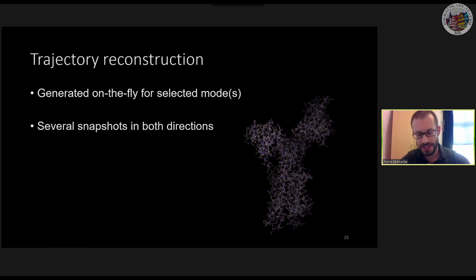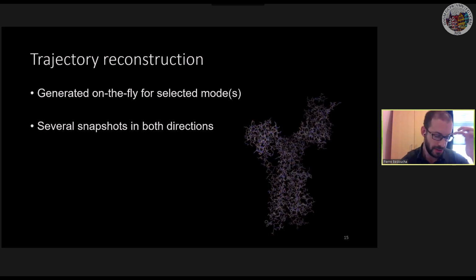So, of course, in the 3D view, as I briefly introduced before, you have the trajectory reconstruction. The main advantage here is to be able to see the protein moving on the normal modes. They are generated on the fly, and we generate several snapshots in both positive and negative directions, because as I mentioned, the normal mode is an oscillatory motion, so we have a phase going in positive or negative directions.